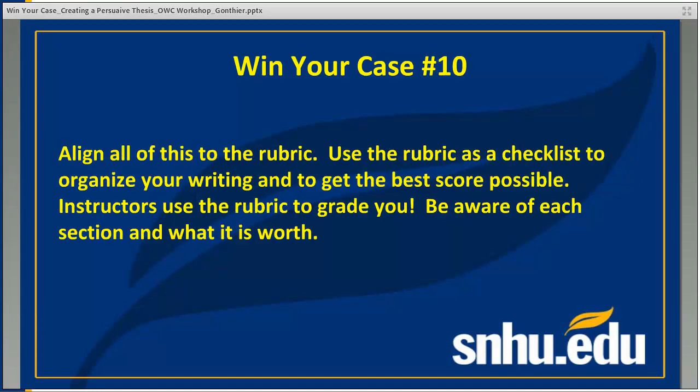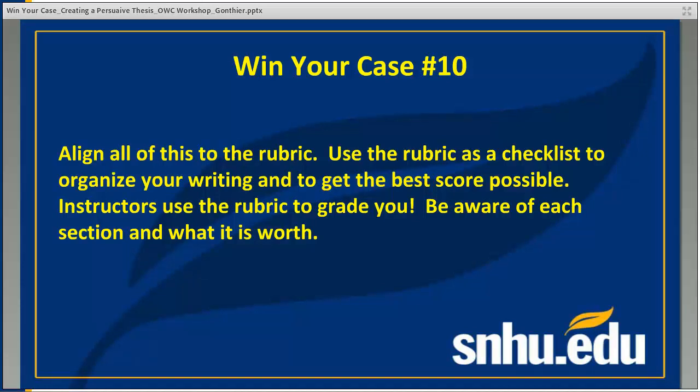And then when you're at case number 10, align all of this to the rubric. Use the rubric as a checklist to organize your writing and get to the best score possible. Instructors use the rubric to grade you. Be aware of each section and what it's worth. This might sound obvious on one level, but it can be very empowering, because this rubric is really where your score is going to come from. So be aware of everything on it.